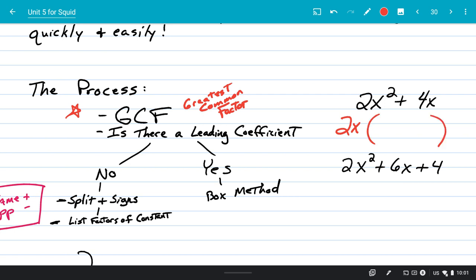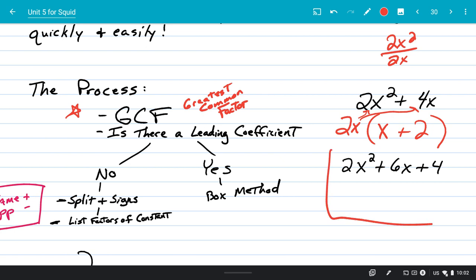So you're thinking to yourself, 2x times what gets me 2x squared? Or 2x squared divided by 2x. There's two ways to think of it. I think the easiest way to do it is just think to yourself, 2x times what gets me 2x squared? Times x. Now, 2x times what gets me 4x? Yeah, times 2. And there I just factored out 2x. That was a GCF, yes?